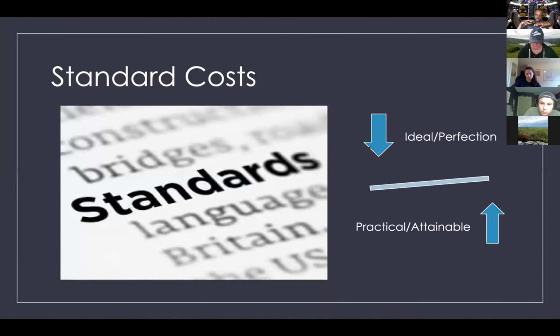So we're still talking about standard costs, right? And standard costs is what we use for budgeted purposes. The standard cost that we want to achieve is finding that perfect balance between what can happen in an ideal world and what realistically is going to happen, and looking to find that balance.